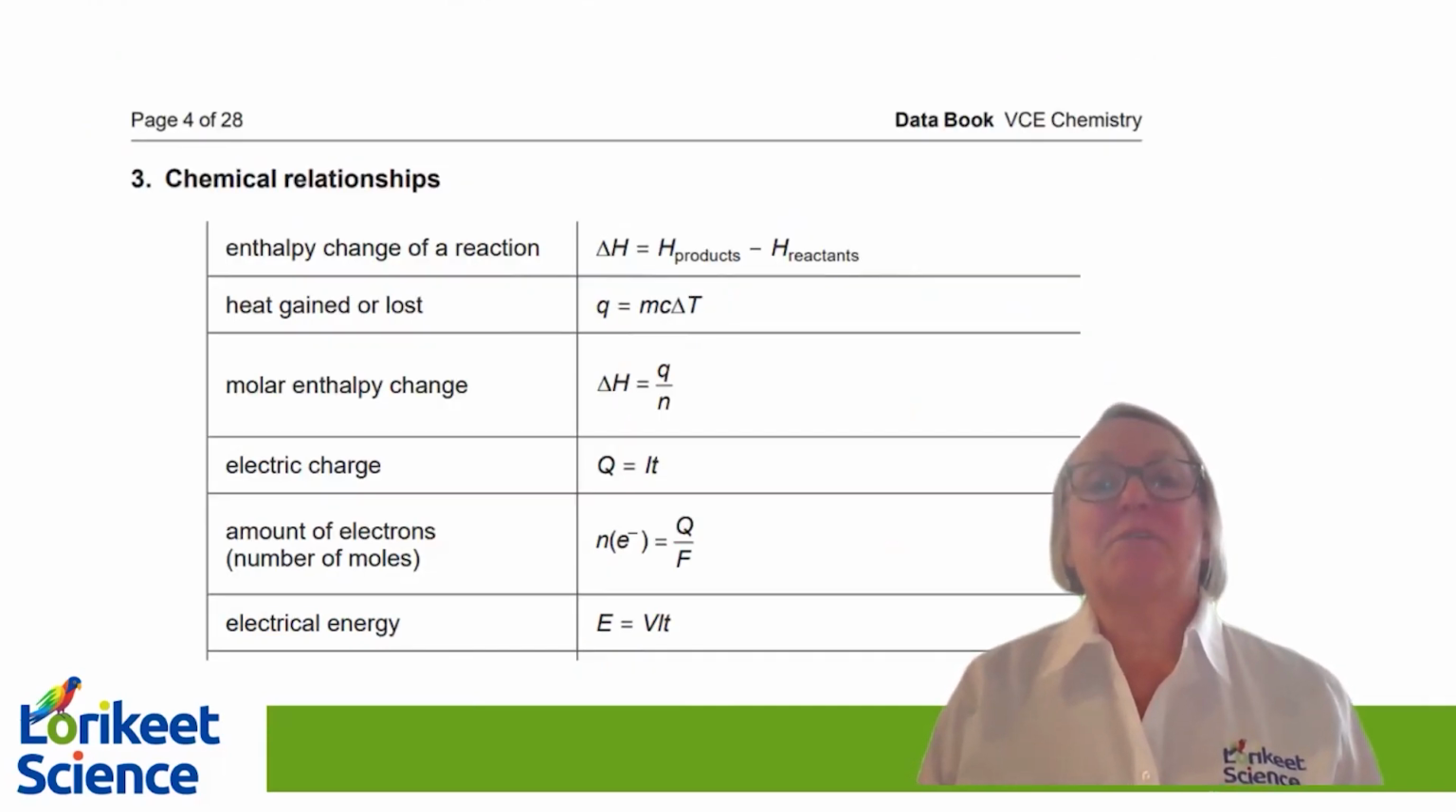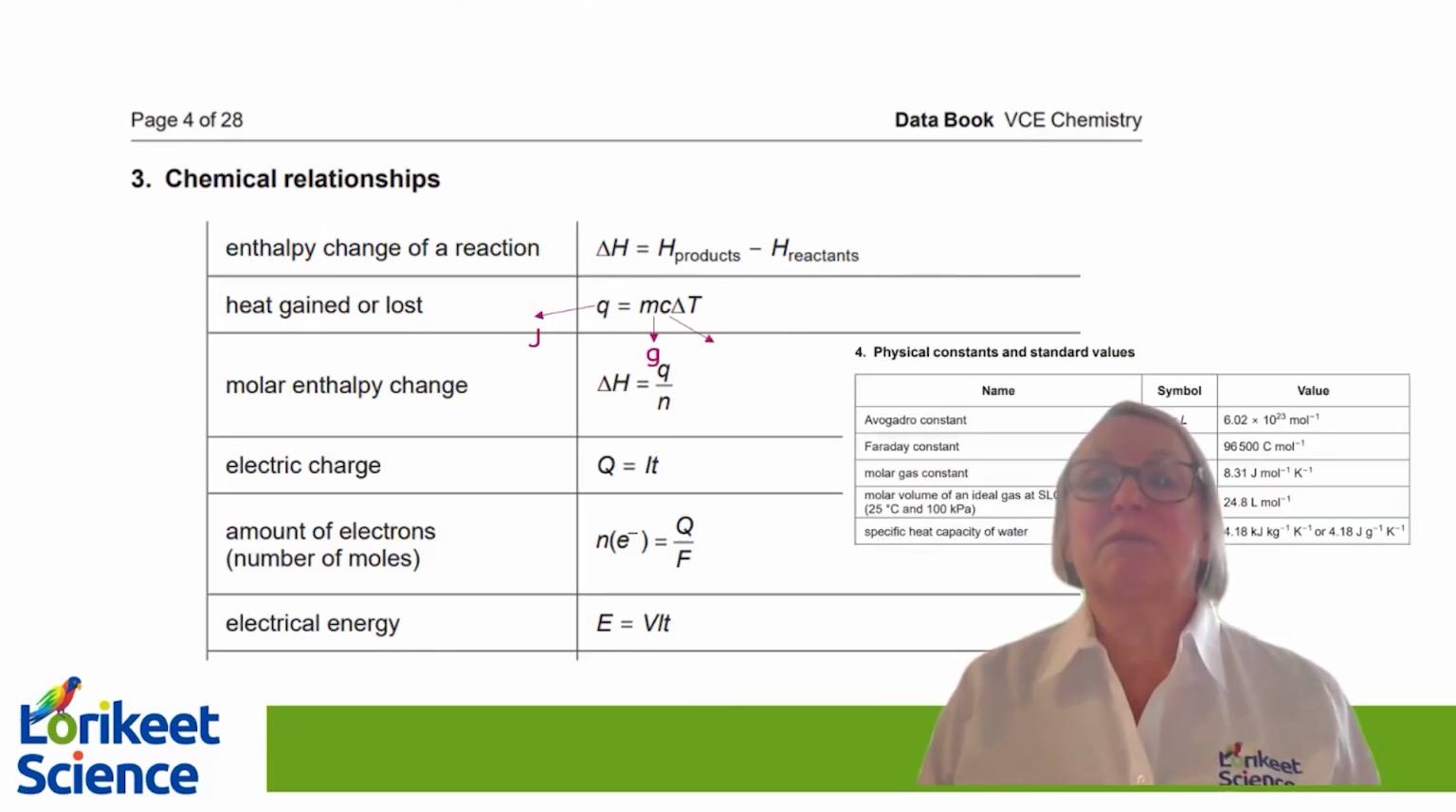Enthalpy change of a reaction, we'll come back to that in a second. First of all, we'll look at the MCAT formula, q equals mcΔT. Really important, a lot of students make a mistake with this. The small q, the unit is in joules, not kilojoules. There are 1,000 joules in a kilojoule. Mass is in grams.